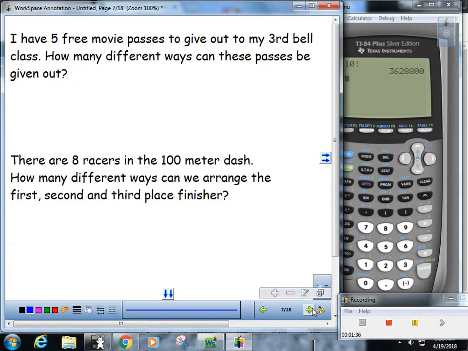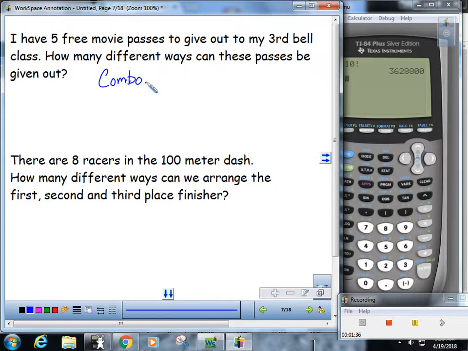All right. So what we're doing here is figuring out if these things are combinations or permutations. Let's say I have 5 free movie passes to give out to people in this class. Okay? I'm going to randomly select 5 people from this class to get free movie passes. How many different ways can these passes be given out? Well, we're not going to answer the question yet. What we're really trying to figure out is this a combination or a permutation? Does it matter when you are selected? It does not. The order doesn't matter. You either get picked to go to the movies or you don't get picked to go to the movies. So this one is a combination.